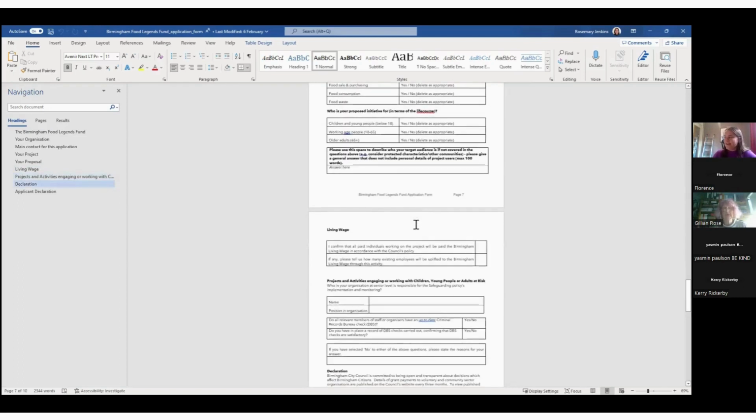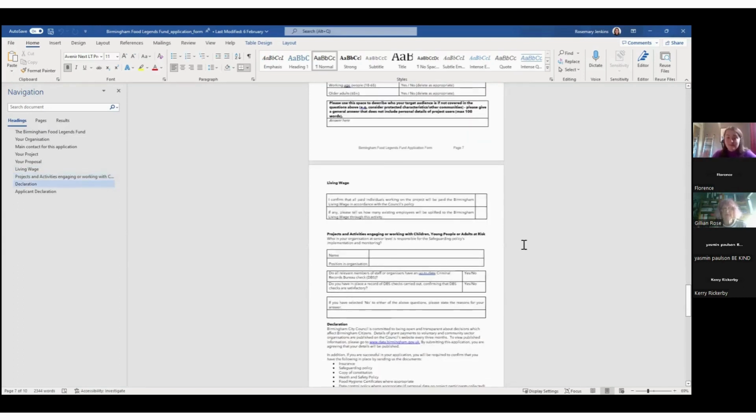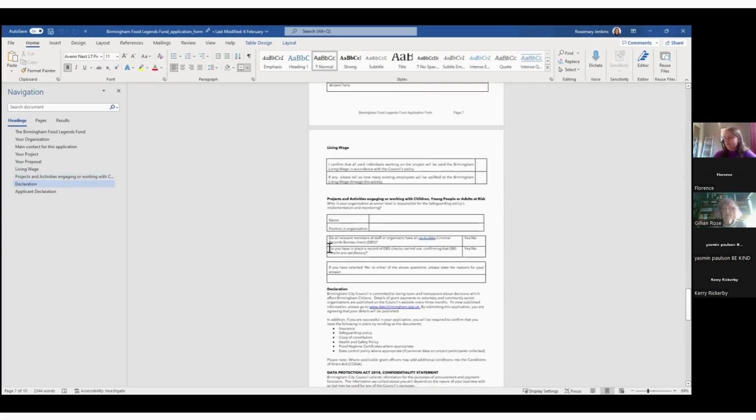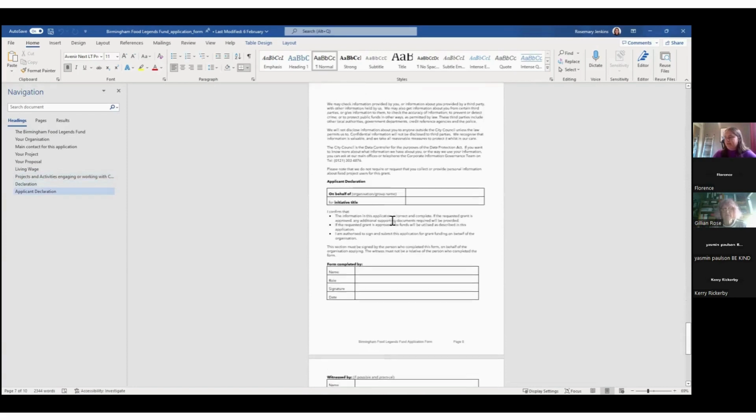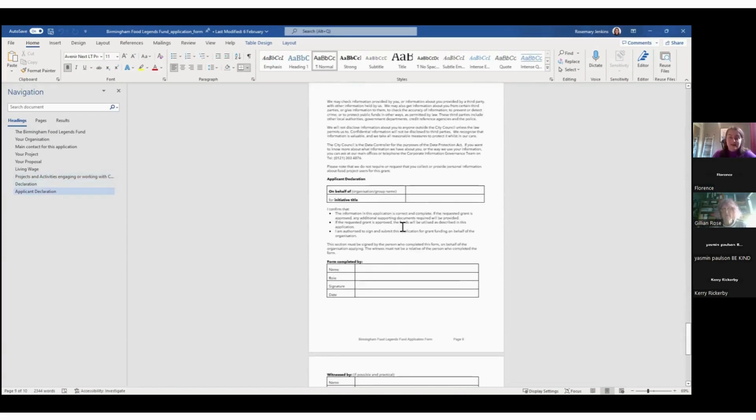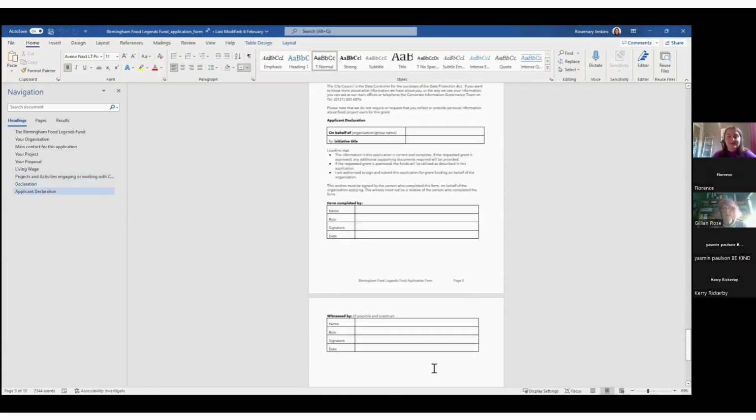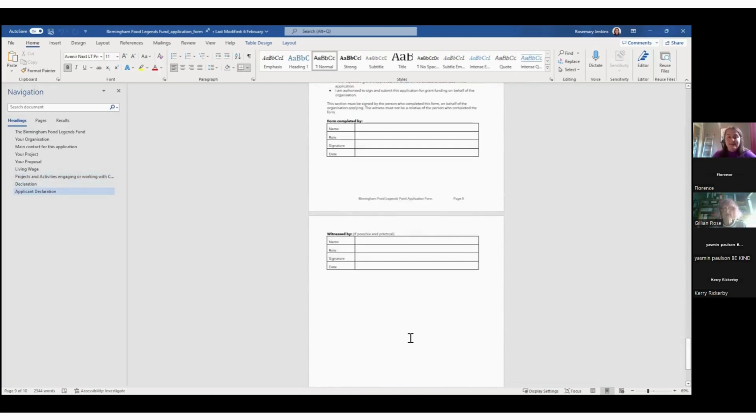And then we're nearly at the end now. Thank you everyone for bearing with me. Again, the living wage policy is exactly the same as what I explained before, and the safeguarding section is the same. And then there's a declaration, something to sign, and then something to witness. Hopefully that is fairly self-explanatory and similar to the last form, but does anyone have any questions on that?